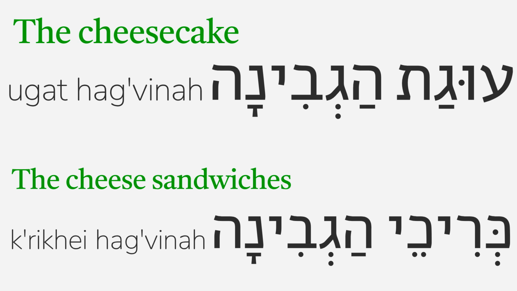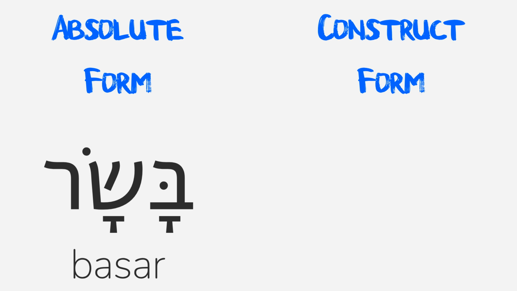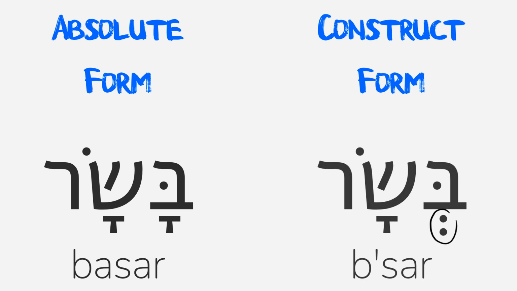When we put words that do not end with a or im into construct form, we do not change their consonant block letters. But sometimes we do have to change their vowels, usually by shortening one of them to a schwa. For example, the word basar, meat, can be put into construct form by shortening its first vowel to a schwa. Basar, meat of.